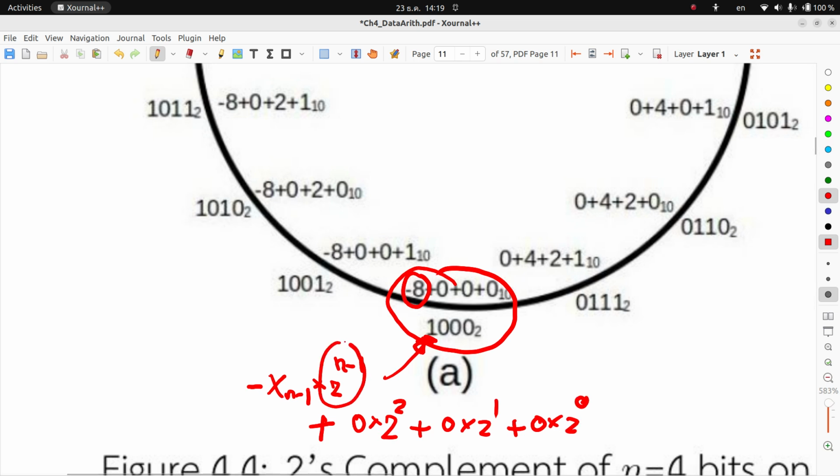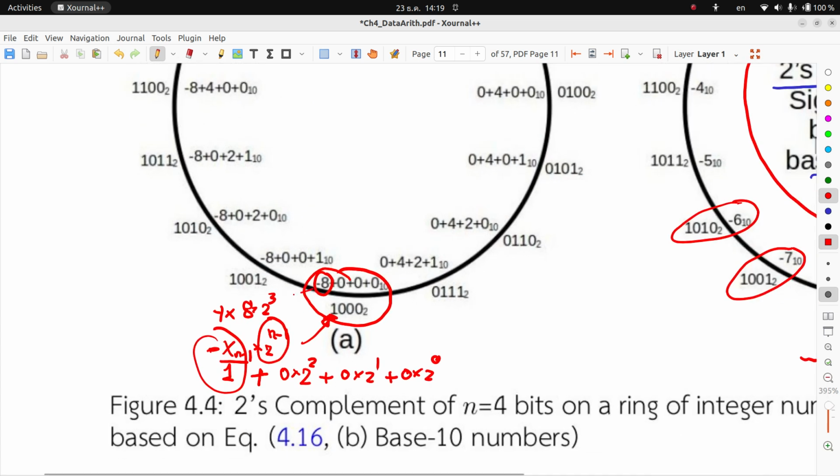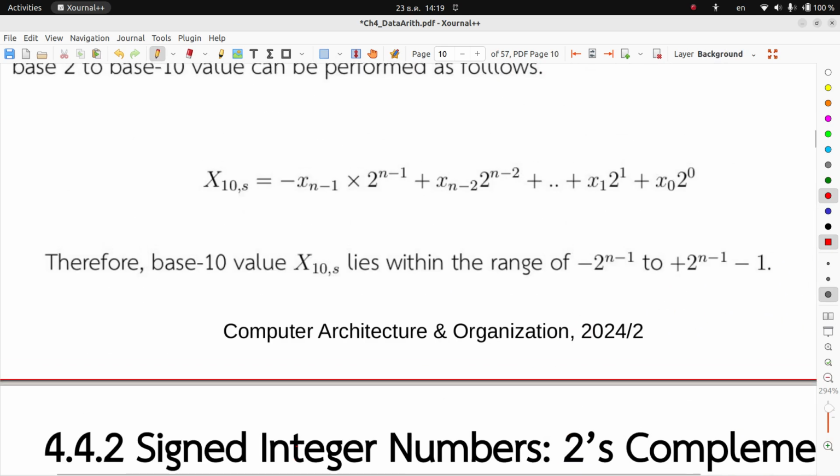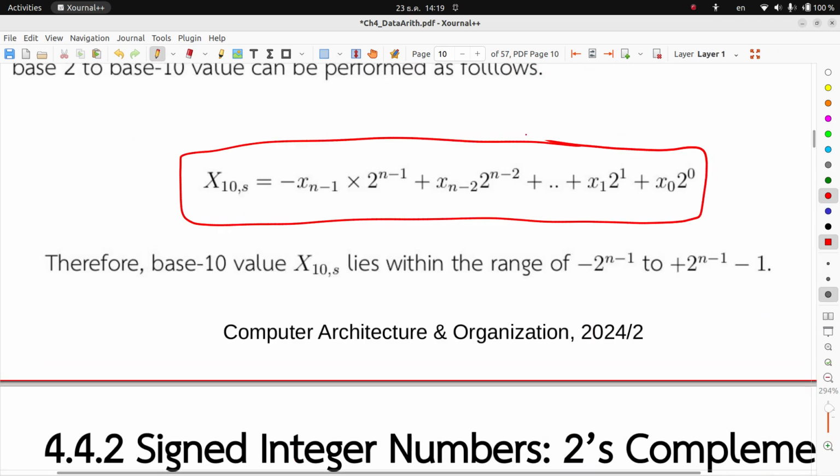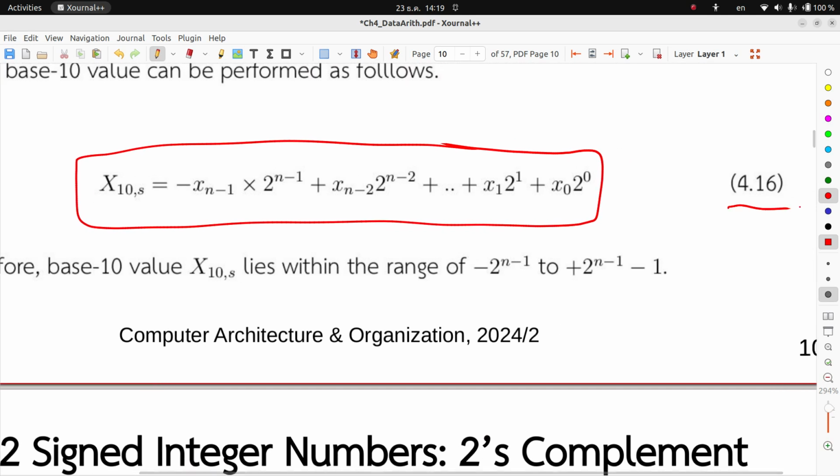So this is 2 to the 3, which is 8. This one is minus because if it is 1, then it's minus 1 times 8. Okay? So this formula is actually this equation 4.16.